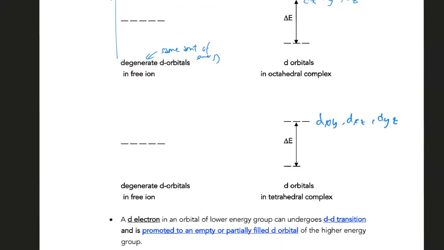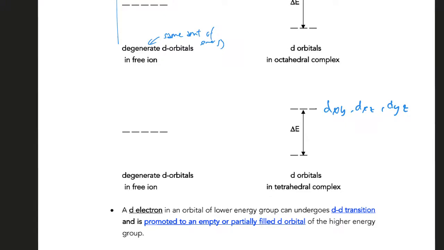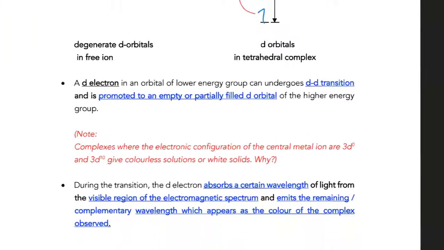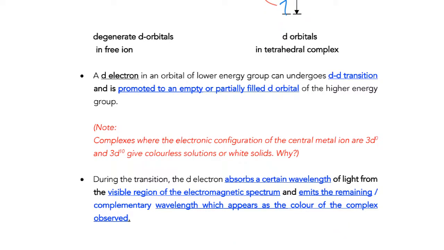So basically, if there's an energy gap, an electron found in the lower energy group here can absorb energy from light and therefore go up into the partially filled or empty d orbital in the higher energy group here. Now, this absorption itself is not the color, but this absorption will correspond to a certain wavelength of light, and the remaining colors that are not absorbed therefore appear as the color observed.